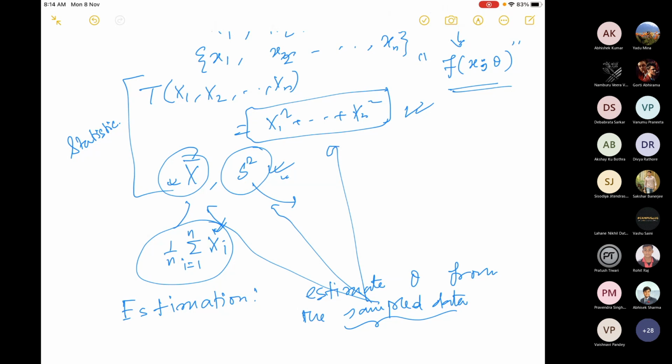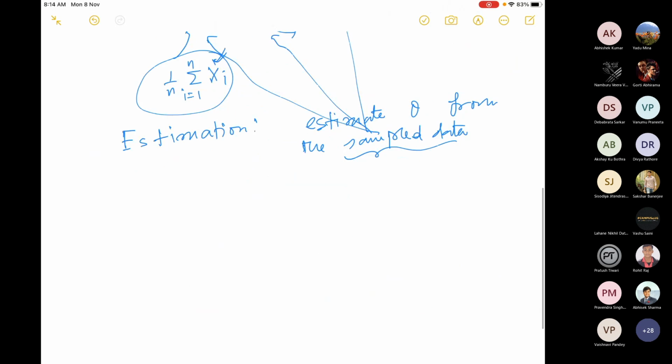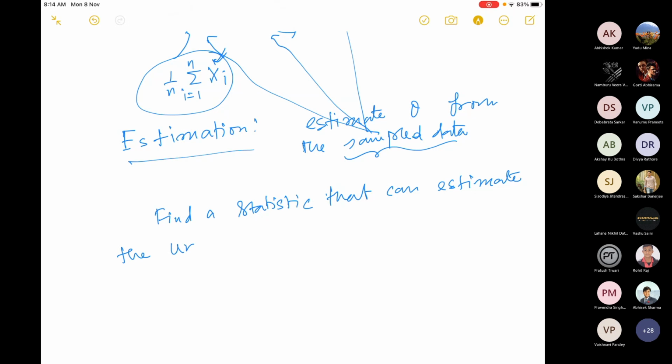So here in estimation theory, or the theory of estimation, the question is then ultimately to find a statistic that can estimate the unknown parameter theta.